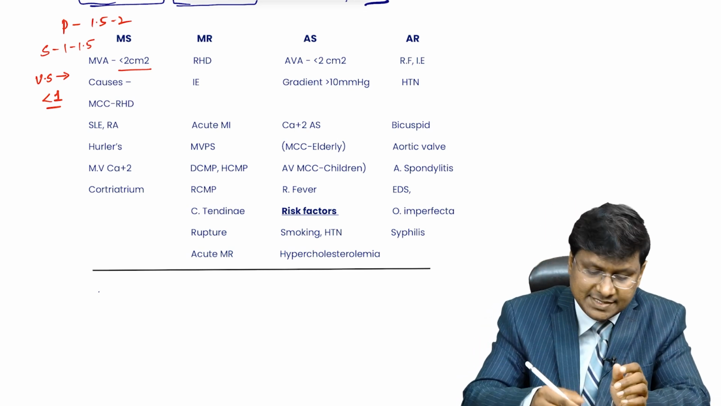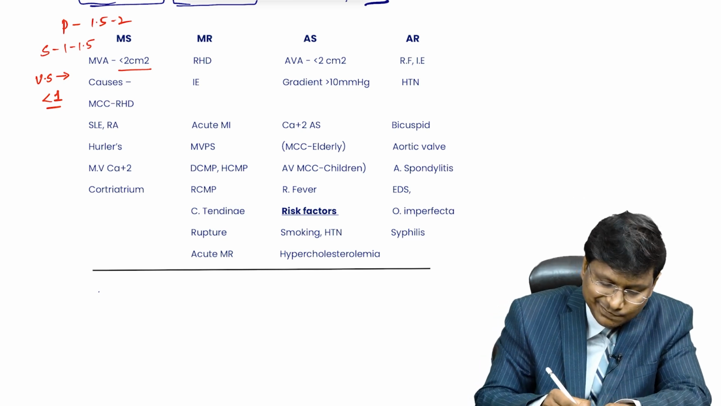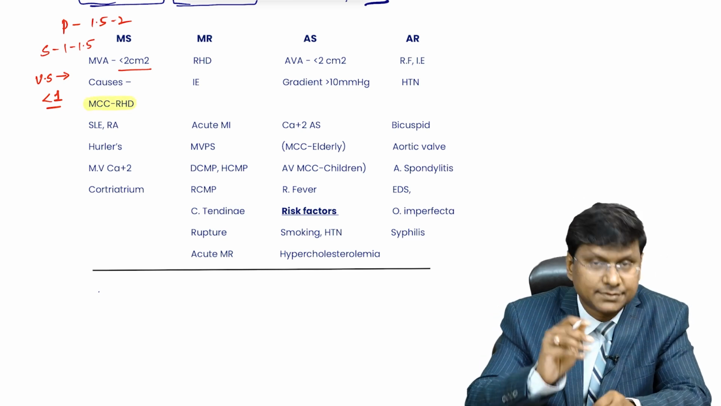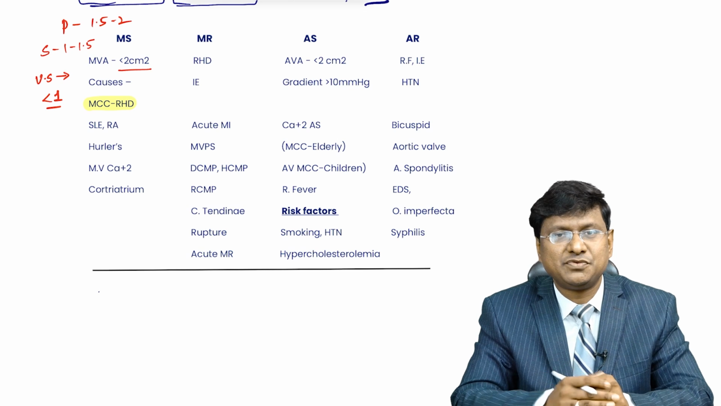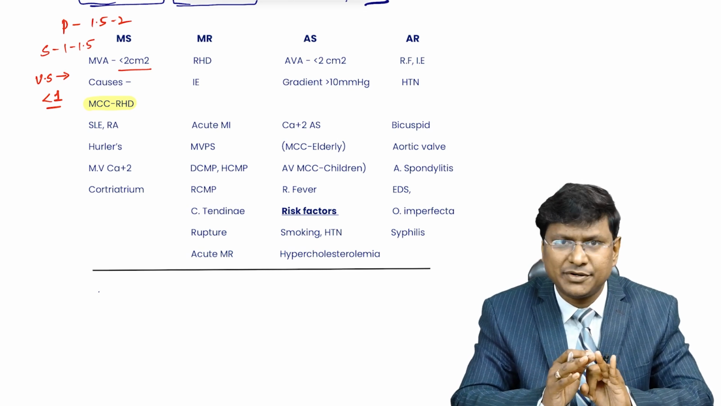Now, what is the most common cause for the development of mitral stenosis? That will be rheumatic heart disease. Then what are the other conditions which will be causing mitral stenosis? Systemic lupus erythematosus and rheumatoid arthritis.